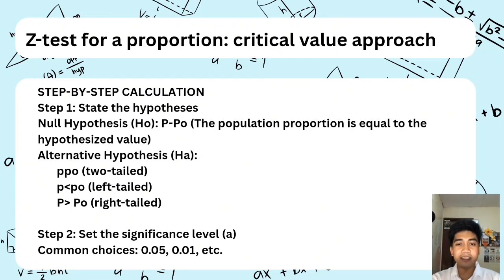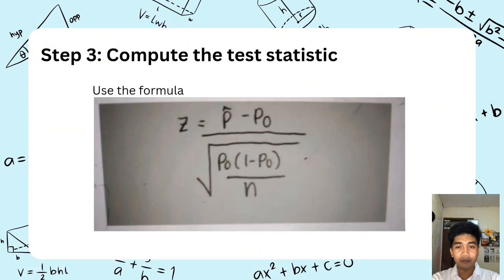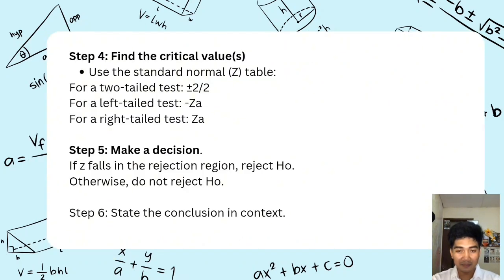Step 2, set the significance level. Daghan siya significance level, pwede ka mamili, but the common choices are 0.05 or 5%, or 0.01 or 1%. Step 3, compute the test statistic. Use this formula: Z is equal to the sample proportion minus the hypothesized proportion, divided by the square root of the hypothesized proportion times 1 minus the hypothesized proportion, divided by the sample size.